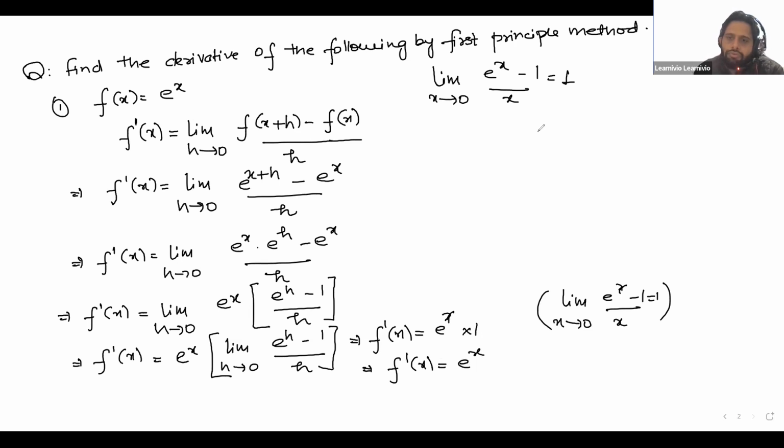Okay, so please note this down and confirm with me. If you have any doubt, please let me know. Otherwise, note this down, and then we will do our last topic, that is the derivative of log x.